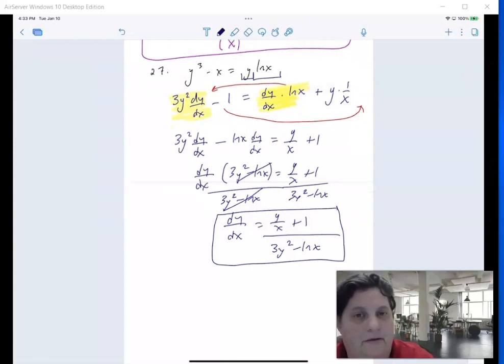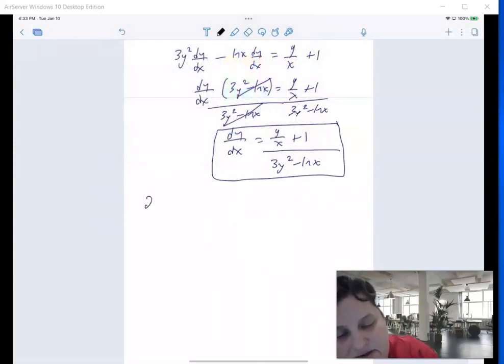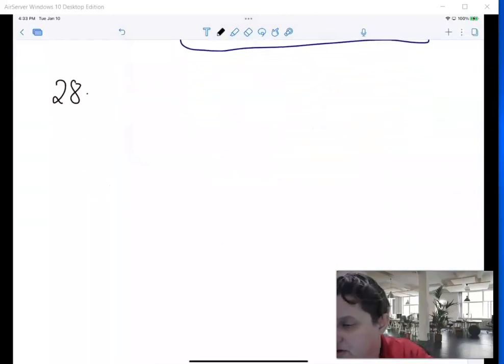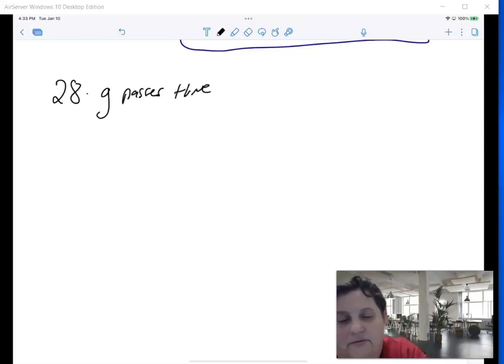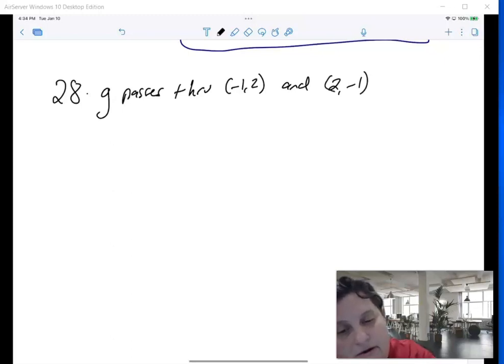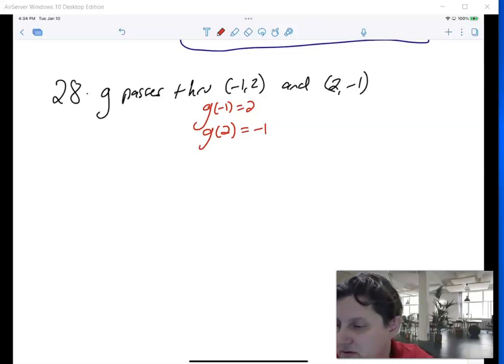Okay? Okay, 28. This gives me a bunch of information. F and G are inverses. Now, it says the graph of G passes through the point negative 1, 2. And it says, oh, and the point 2, negative 1. Oh, weird. I'm going to write a statement real quick just from that. That means G of negative 1 is 2. And G of 2 is negative 1, which means that point is its own inverse.